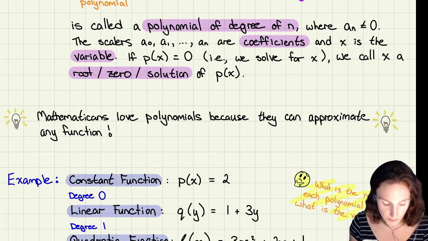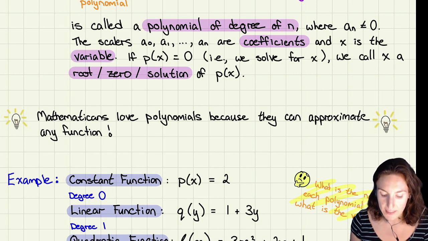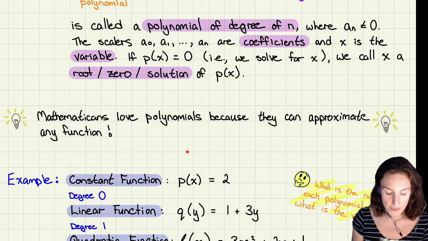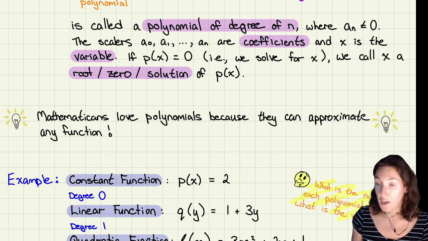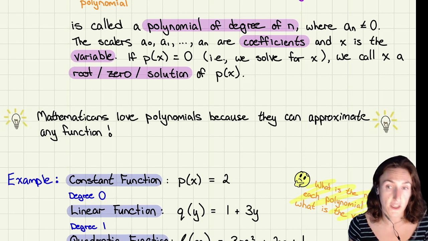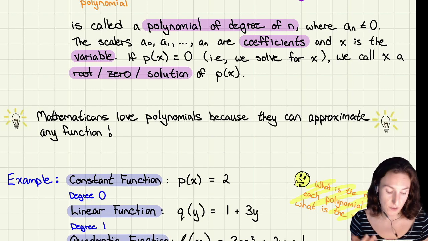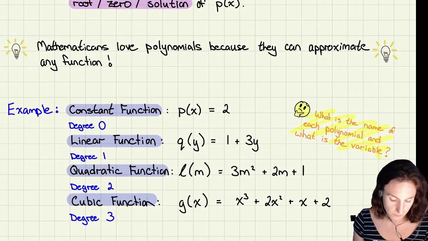Mathematicians love polynomials because they can approximate any function. Yeah, this is really neat. If you had some crazy function, you can always approximate it with a polynomial. It could be like a degree 100 polynomial, but they're very convenient for that reason.